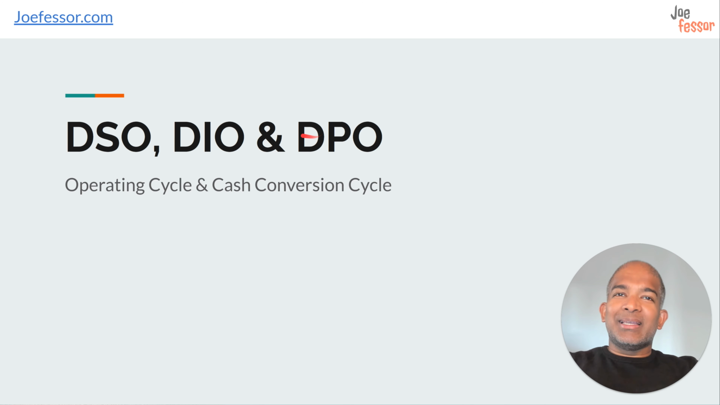Hi there. In this video, we're going to dive deep into three critical metrics for understanding a company's financial health. Specifically, we'll be looking at DSO or Days Sales Outstanding, DIO or Days Inventory Outstanding, and DPO or Days Payable Outstanding. We'll also explore how these metrics relate to the operating cycle and, most importantly, the cash conversion cycle.